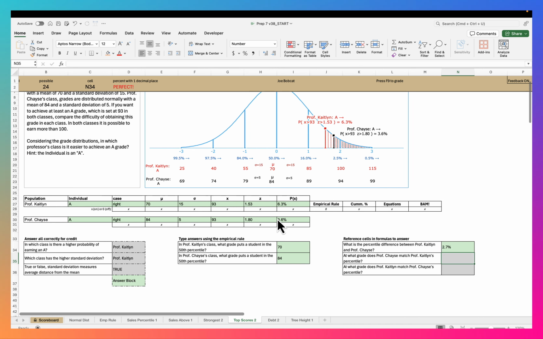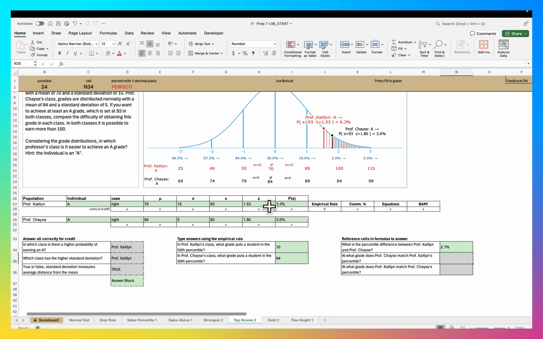And now, at what grade does Professor Chase match Professor Caitlin's percentile? So here's Professor Caitlin's percentile. And remember, since z-scores have a direct relationship to percentiles, we're going to look at the z-score. So we're going to say equals the z-score times the standard deviation for Professor Chase plus the mean for Chase.